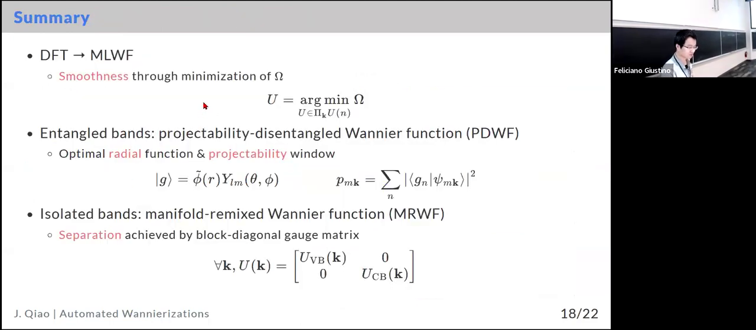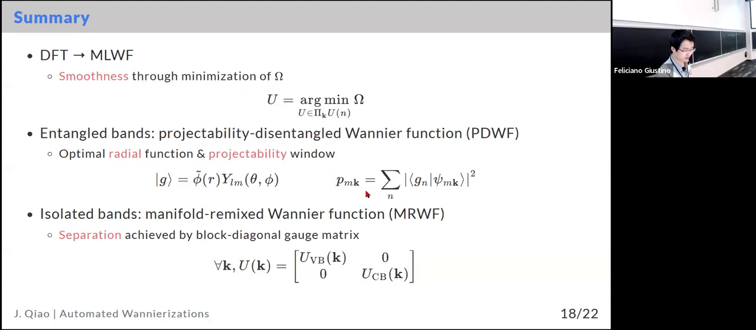As a summary, I wanted to remind us of how we construct maximally localized Wannier functions from the DFT Bloch wave functions. The key message is that we define a spread functional and we achieve smoothness of the gauge by minimizing this spread functional. This minimization should be done on a unitary matrix manifold. And for the issue of entangled bands, we introduce this projectability disentangled Wannier function. These are optimal numerical radial functions from the pseudopotential to replace the analytic hydrogenic orbitals.